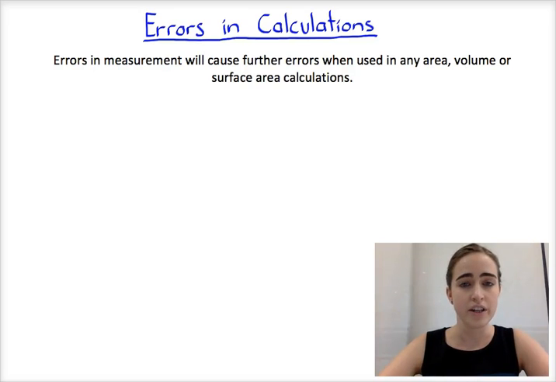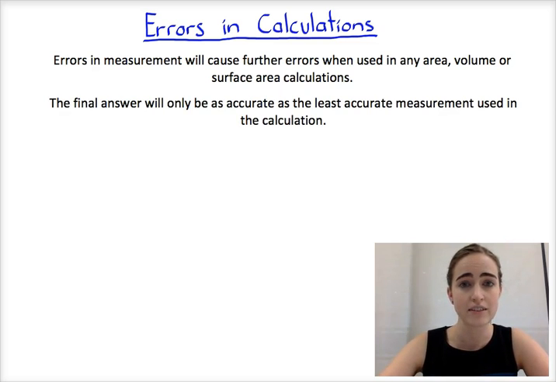In one of our earlier videos, we had a look at errors in measurement. In this video, I want to have a look at how those errors in measurement can affect our calculations. So if there is an error in the measurement, it can cause further errors when we use it in calculations of area, volume, or surface area.